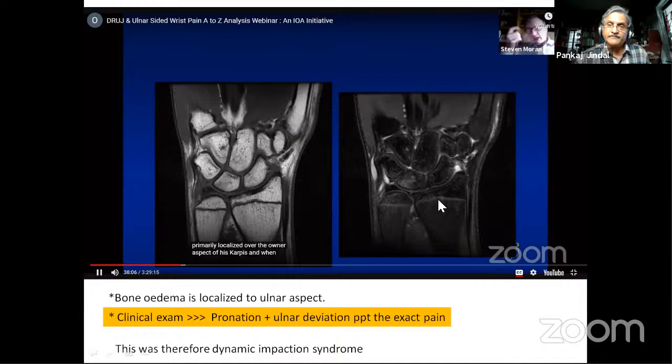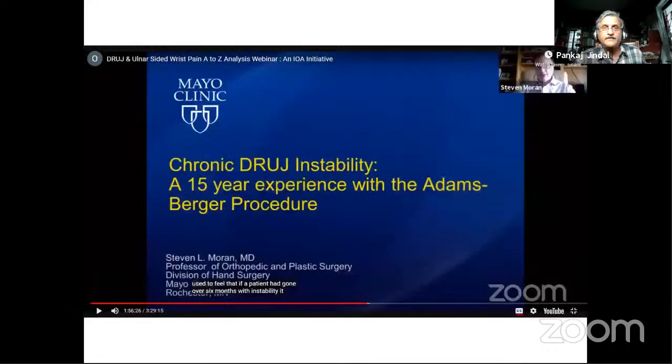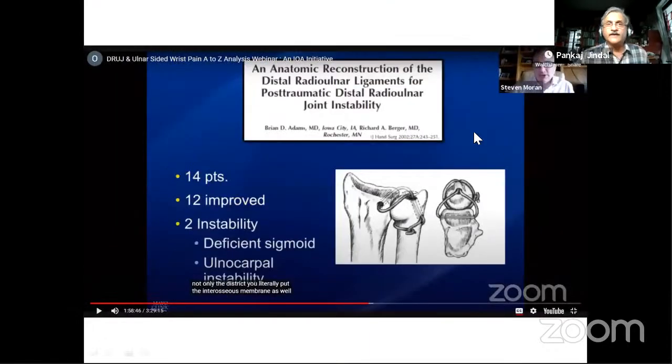Because if it was AVN and you happen to do a shortening of the radius, the patient will be in a worse situation. And therefore, here it is probably shortening or excision of the part as a debridement of the lunate, as Professor Richard just mentioned here. So I think I'll wind up here. I thank you again.